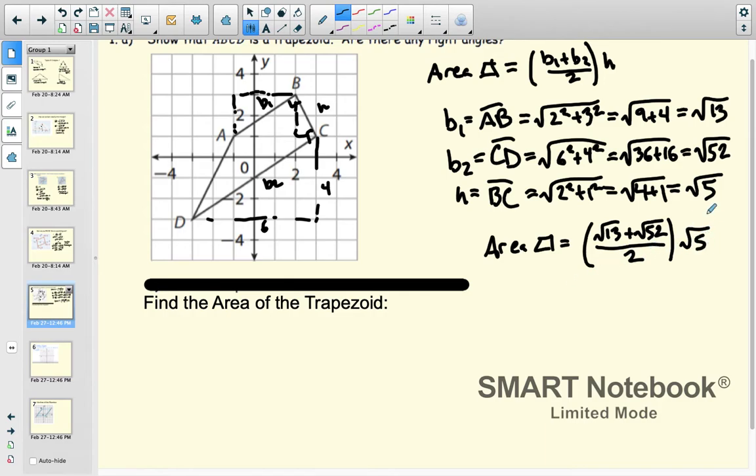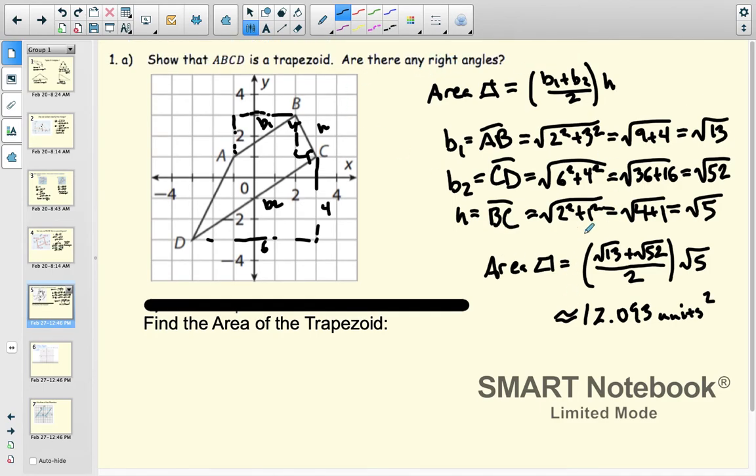Now you might be thinking, well, what number is that? Well, if you have a calculator, I would put this into a calculator, and if you do that, you get that it's about 12.093 units squared. All right, now if you don't have a calculator, you could just leave it like this, because really that is expressing the amount that we're looking for. Okay, so that's finding the area of this trapezoid.